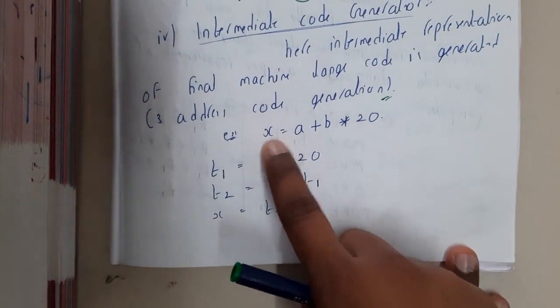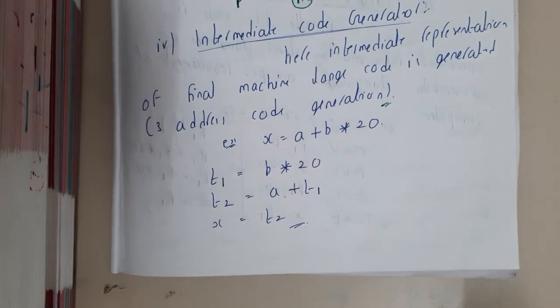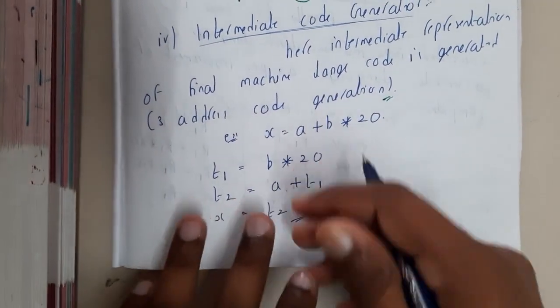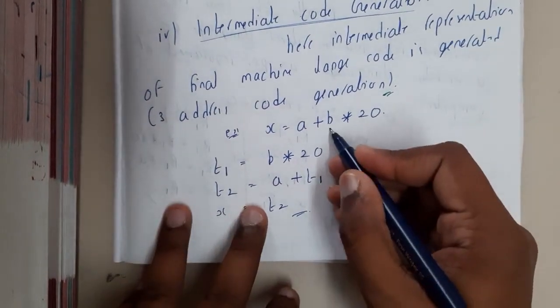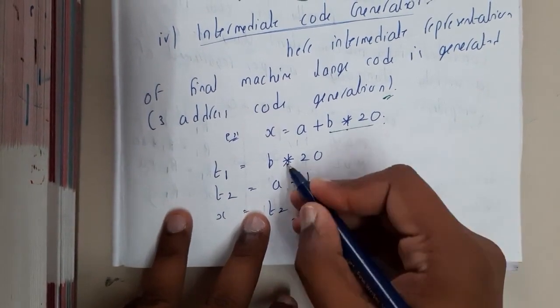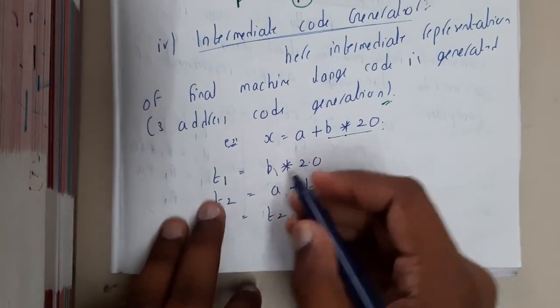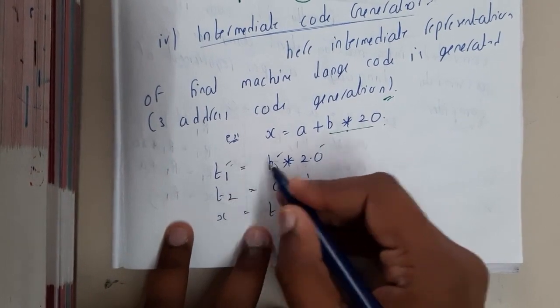T1, if you observe here, x is equal to a plus b into c, right? Now check the precedence, guys. Multiplication should be done first, right? So b into 20, let us assume you store it in T1. Here we have 3 addresses, right? So 1, 2 and 3.